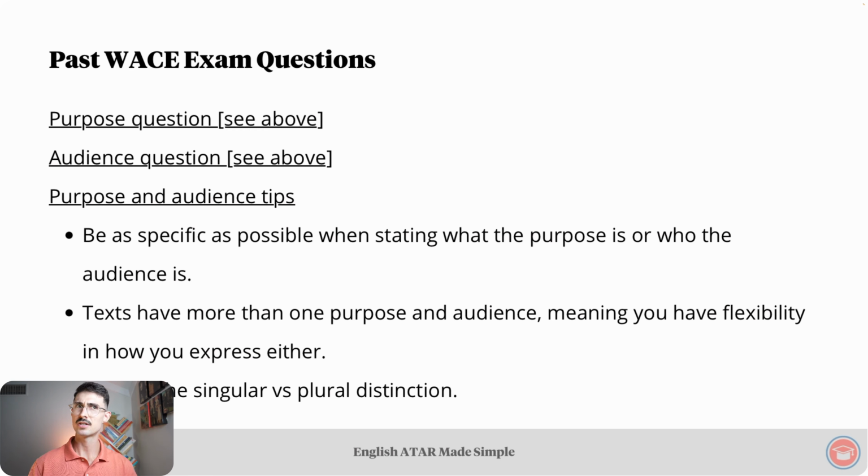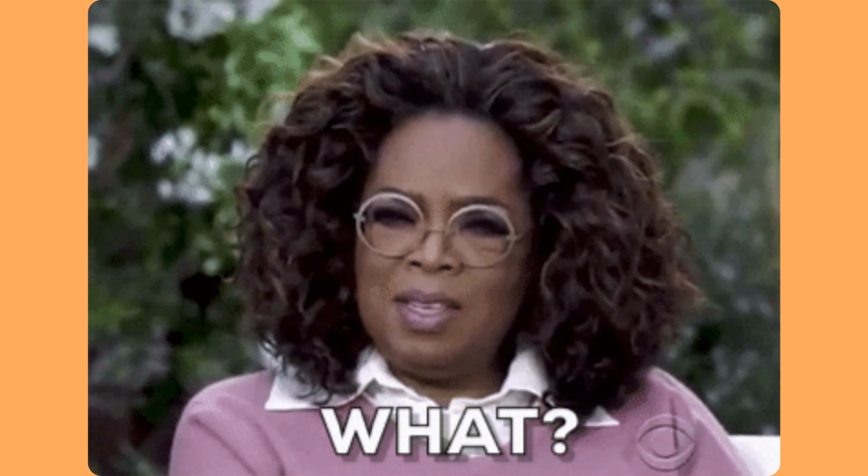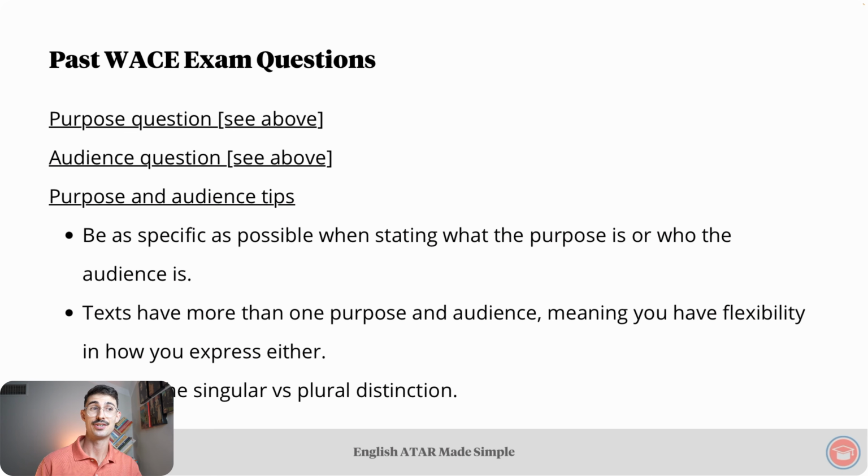What is the purpose of a text whose audience is also the context of production? I asked you that question at the beginning of the lesson. It was a trick question, but hopefully it got you thinking.